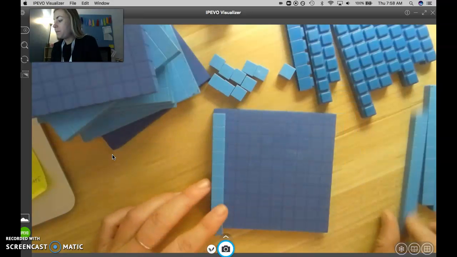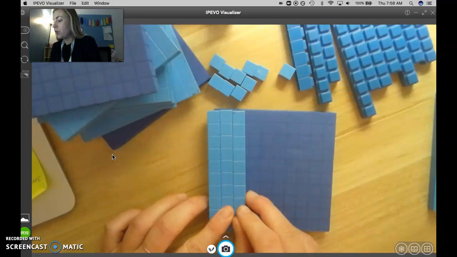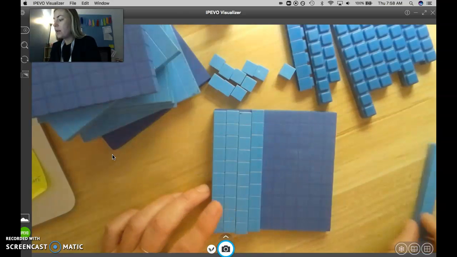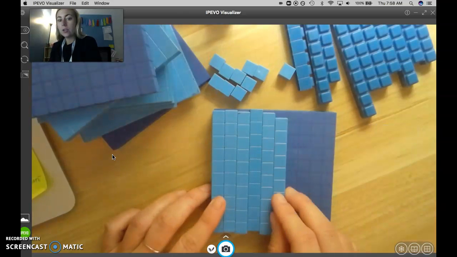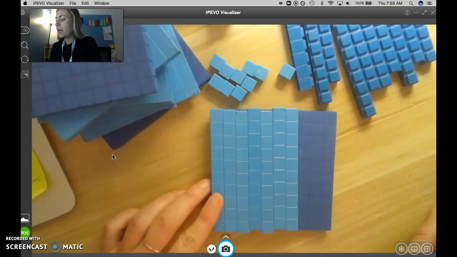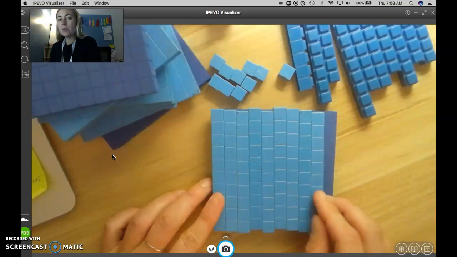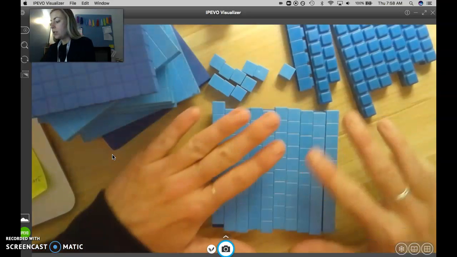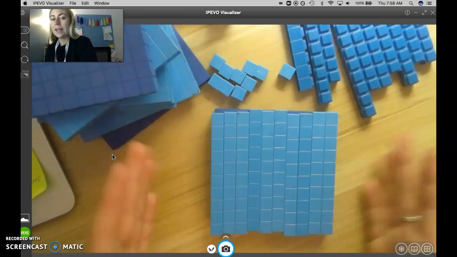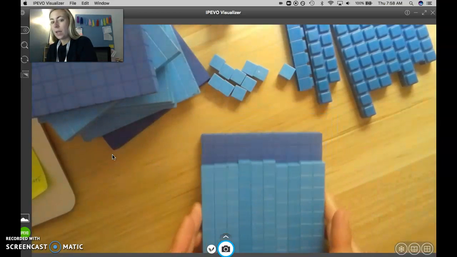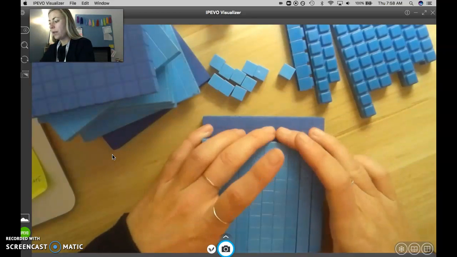One group of 10, two groups of 10, three groups of 10, four groups of 10, five groups of 10, six groups of 10, seven groups of 10, eight groups of 10, nine groups of 10, 10 groups of 10. So 10 groups of 10 is the same as 100 right here.